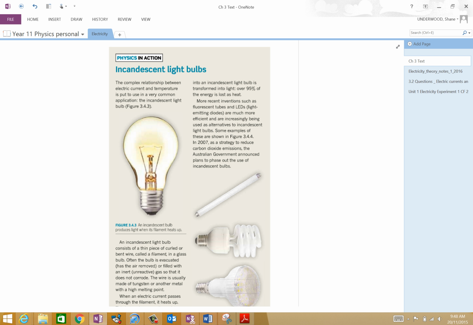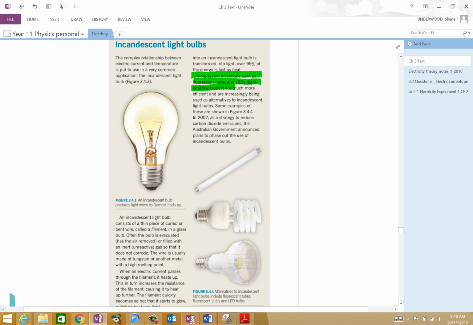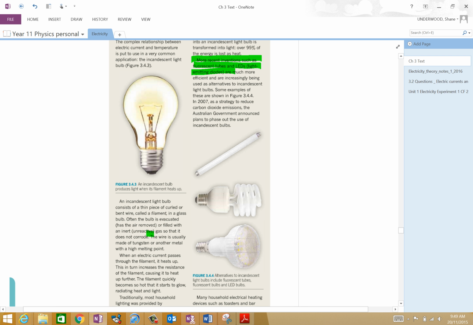Now, we had a look at incandescent light globes, and what did I mention? We're starting to use more efficient ways to generate light, such as LEDs and fluorescent light tubes. And for the incandescent light bulb, does anyone know the element that they used to have in the old light bulbs? It starts with T. Tungsten. Why would they use tungsten? High melting point.